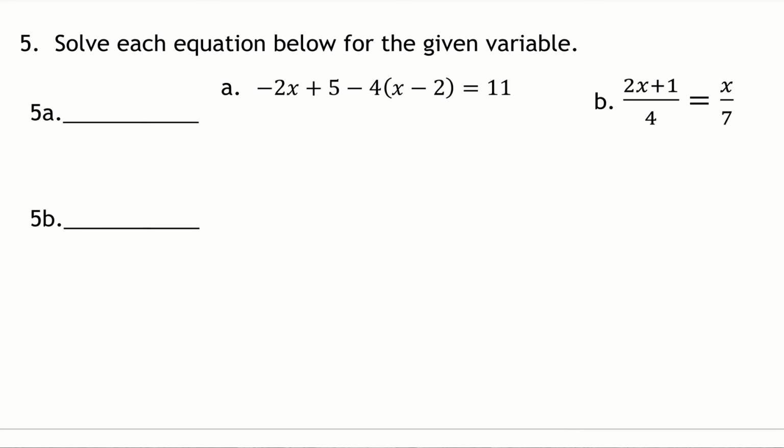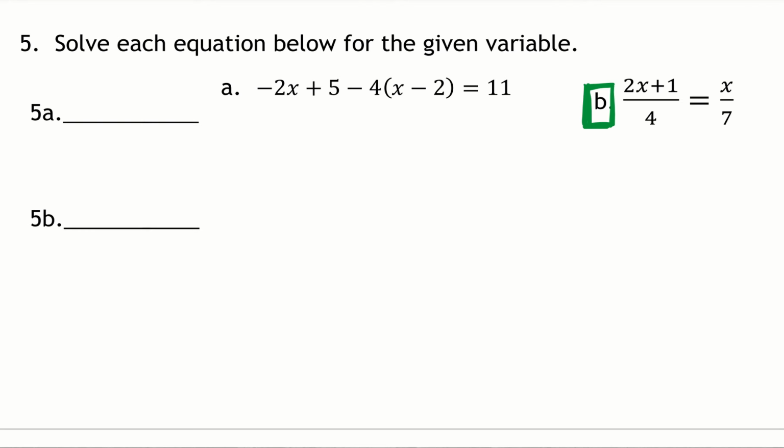Like question B, I'm sorry, question 3 part B. Question 5 part B, I am giving extra credit for. This is something that I think you're going to be really good at by the end of the chapter. I will point out this is a proportion.